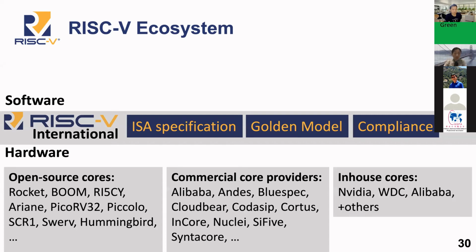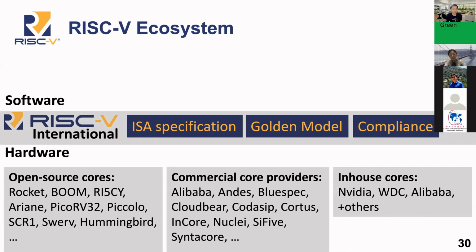And finally, you can also build it yourself. NVIDIA on their GPUs, their RISC-V cores are ones that NVIDIA designed by themselves for their own internal use. So on the hardware side, you have this freedom of choice. I can use an open source core, I can use a commercial core, or I can build my own core in-house, and you're free to do that.